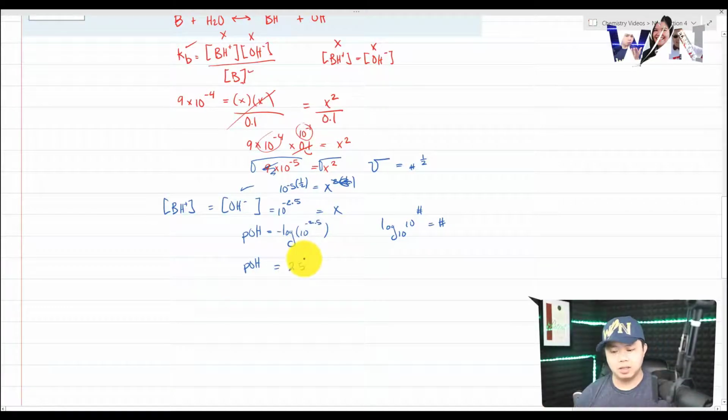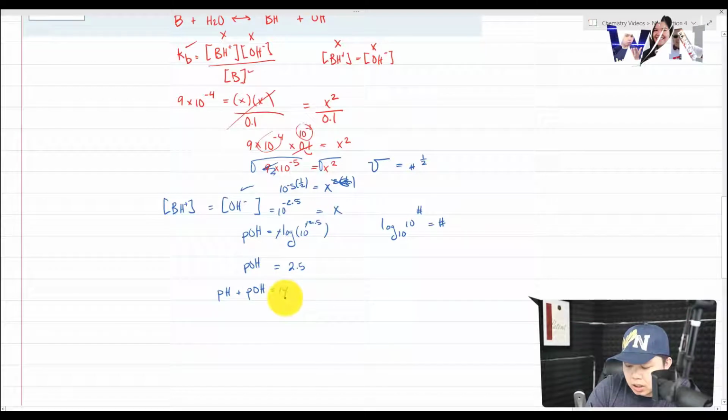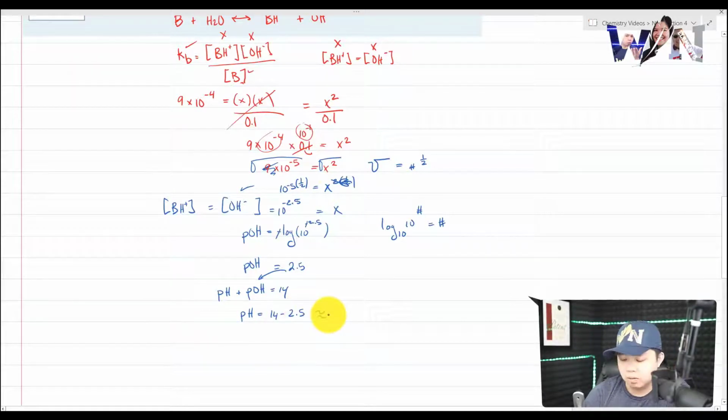There you go. See that? Because this negative and this negative cancel each other out. So now we find our pOH. Guess what? We know that pH plus pOH equal to 14. So we have pH equal to 14 minus 2.5. What is that going to be? Well, that turned out to be 11.5.